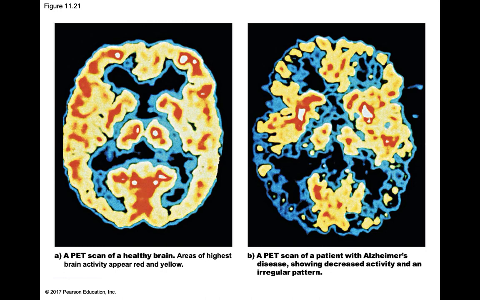Here, we're looking at a PET scan. And what a PET scan does, this actually measures activity areas within the brain. And so in this healthy brain, you see those areas of highest activity, red and yellow. Now, over here on the right, this is a PET scan of an individual with Alzheimer's disease. And what you can see here is a significant decrease in those active areas and also a lot of irregular patterns and pathways that are due to the presence of the Alzheimer's disease overall.